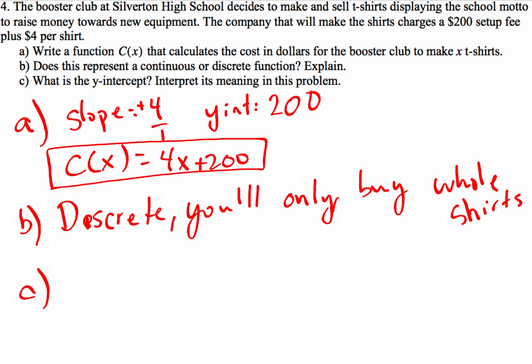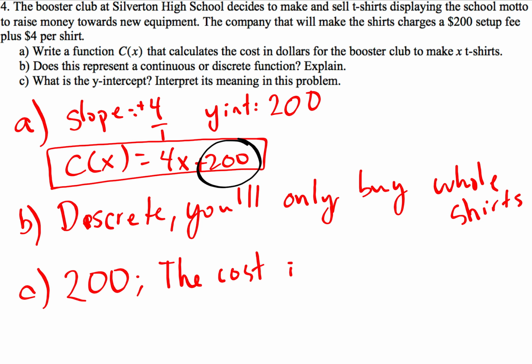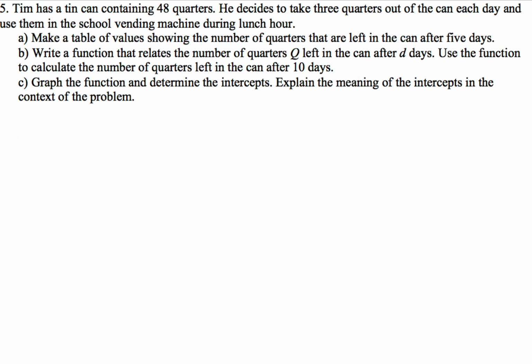Okay, C, what is the y-intercept? Interpret the meaning in this problem. The y-intercept here, of course, is 200. And what it means is the cost is $200 to get started. And that's before you've even got any shirts. That's just the setup. Maybe they're doing screen printing and they have to get the screens made to do the screen printing. Okay, next example.